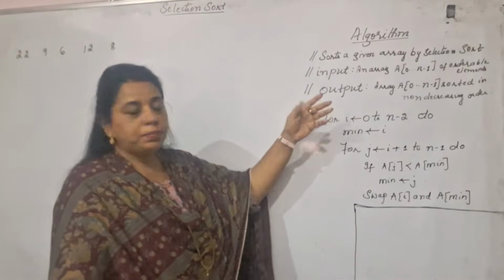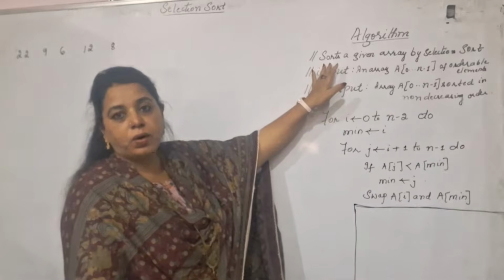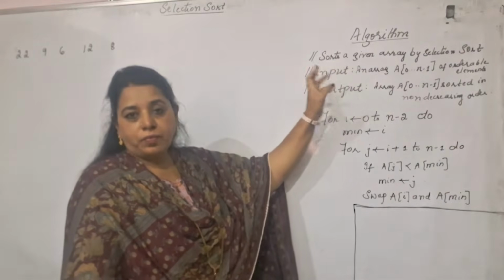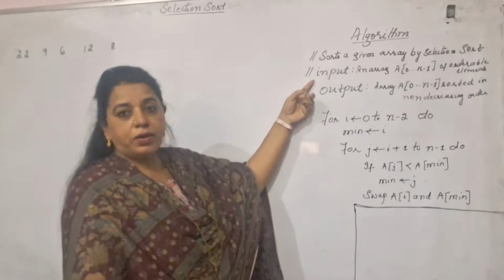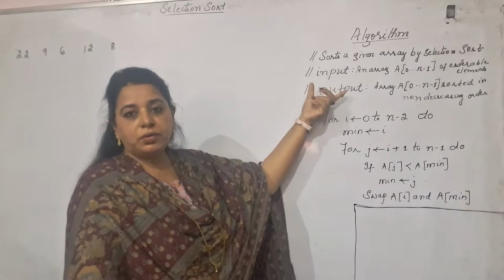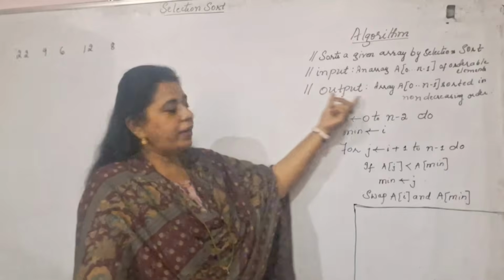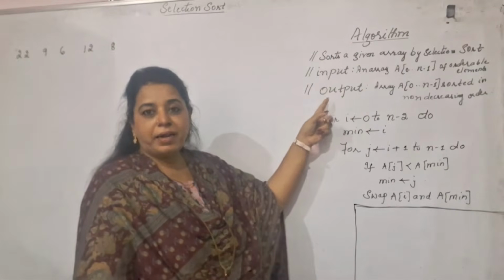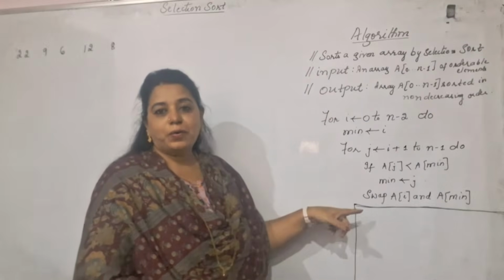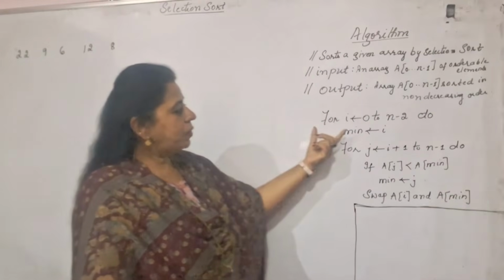Normally for any algorithm, as I already said, first you write one comment line wherein you mention what this algorithm is. So it sorts a given array by selection sort. Then in the second comment line, what input you are going to give to this algorithm, and in the third comment line, what output you are expecting from this algorithm. These three are also mandatory apart from the lines of code. So you write these, then you come to the logic here.